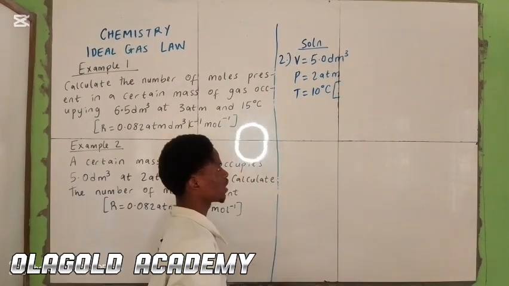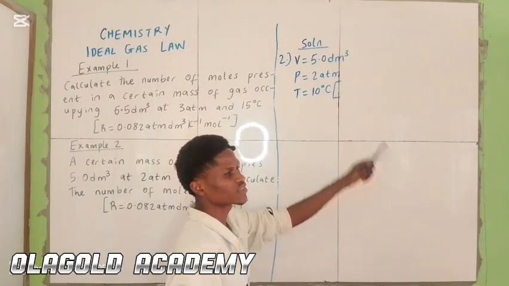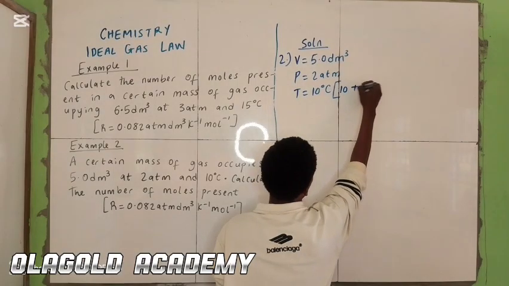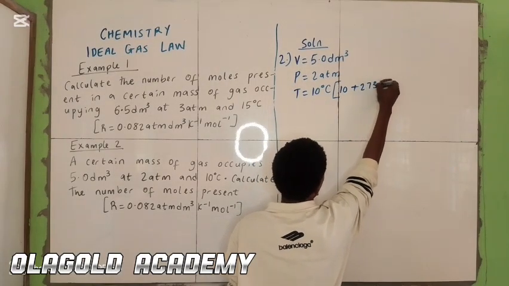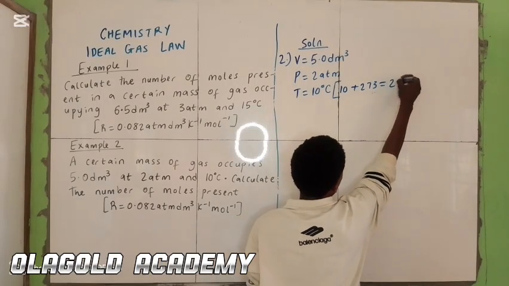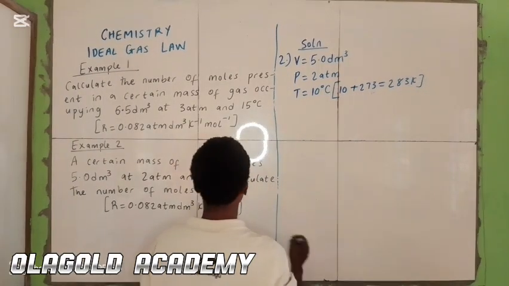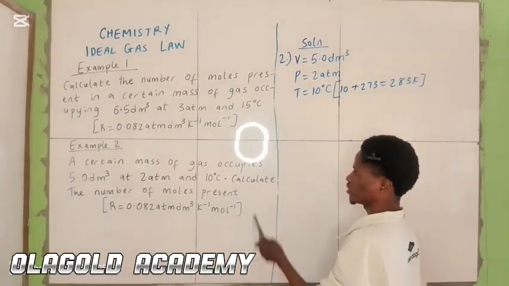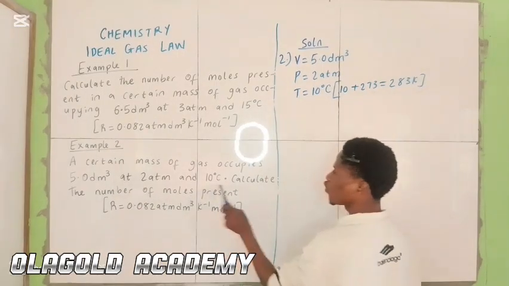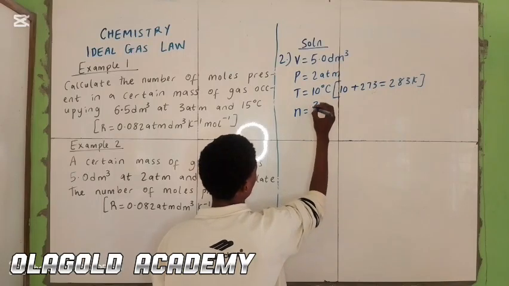So what do we do here? We convert to Kelvin by adding 273. So we have 10 plus 273, which gives us 283 Kelvin. What again are we given? It continues and says calculate the number of moles present. So number of moles equals question mark.